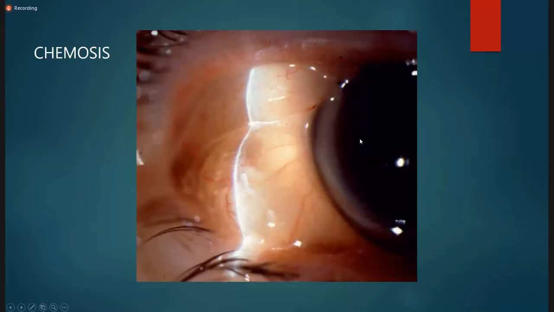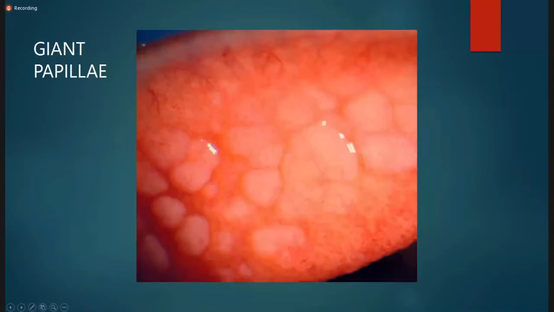This is a figure showing chemosis. Look at this portion. It is not flat. This is the cornea, limbus, and it should be flat, but the sclera is filled with fluid. This is known as chemosis, edema of the conjunctiva.